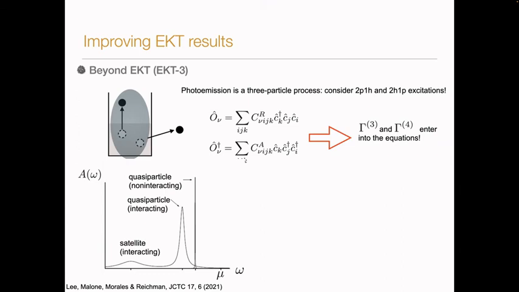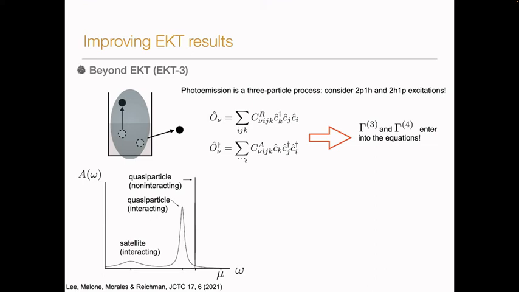the operator O dagger. Okay, so if you do this, as was illustrated in this paper by Lee, Malone, and co-workers, the EKT3 equations will depend on gamma 3 and gamma 4. Okay, so it becomes extremely heavy. And moreover, there are no practical approximations to gamma 3, gamma 4. Yes, of course, you can factorize them in terms of gamma 1, gamma 2, but we don't have good approximations for gamma 2 either. Okay, so we said, why don't we try to introduce in an effective way the effect of gamma 3, gamma 4 in the EKT equation.